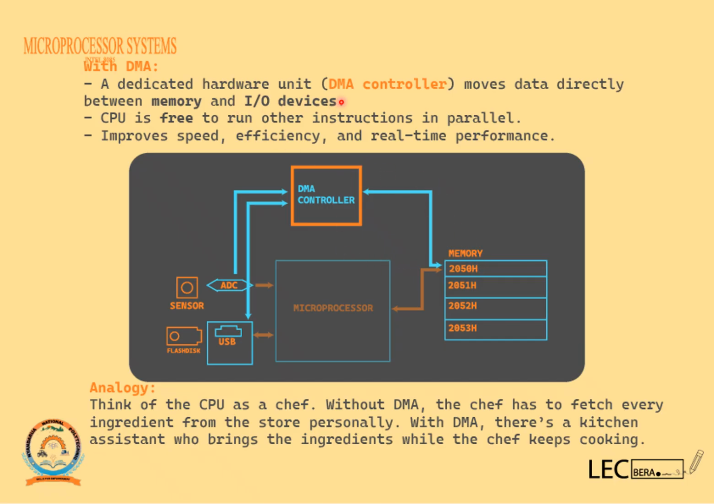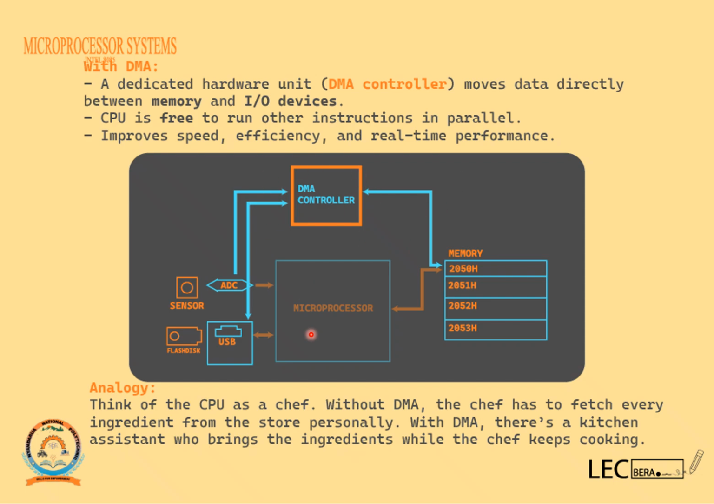So a dedicated hardware unit, that is the DMA controller, moves data directly between memory and input-output devices. The CPU is free to run other instructions in parallel. This improves speed, efficiency, and real-time performance. So you have to understand that one.